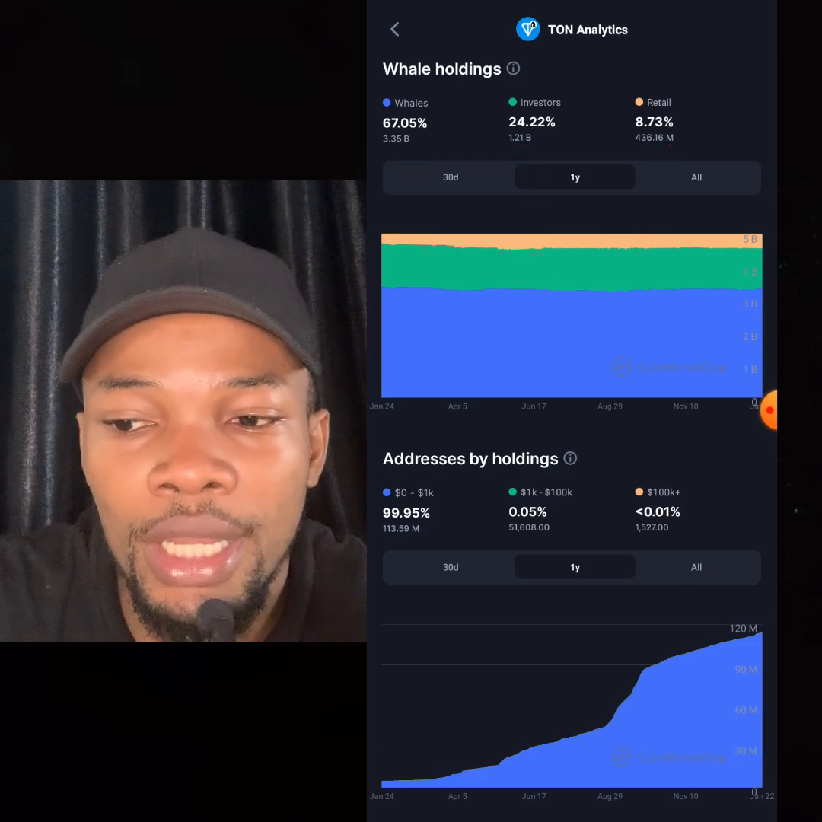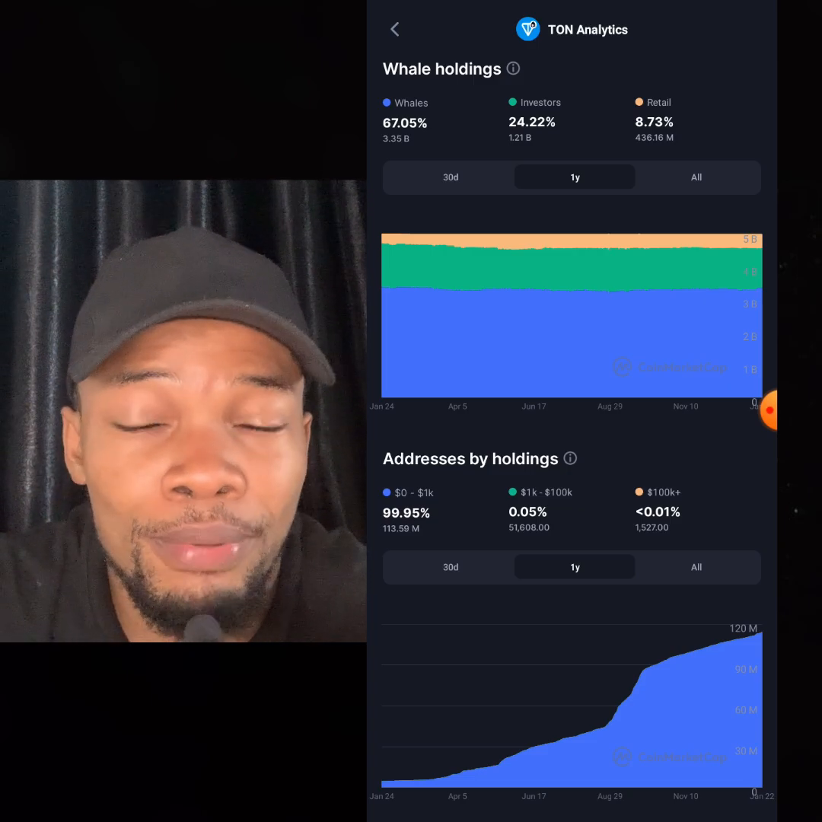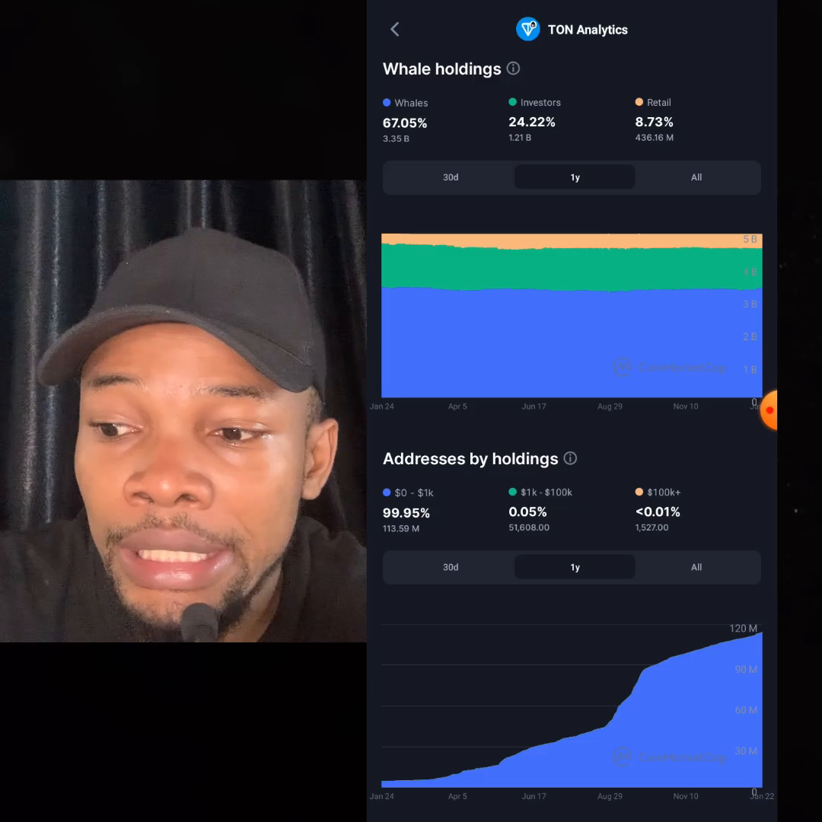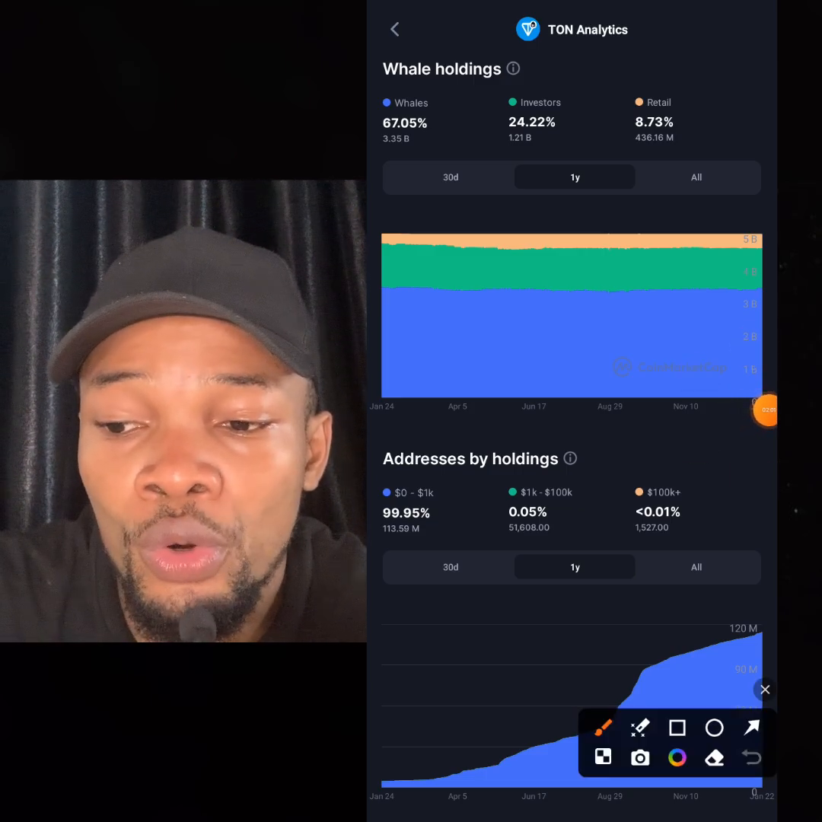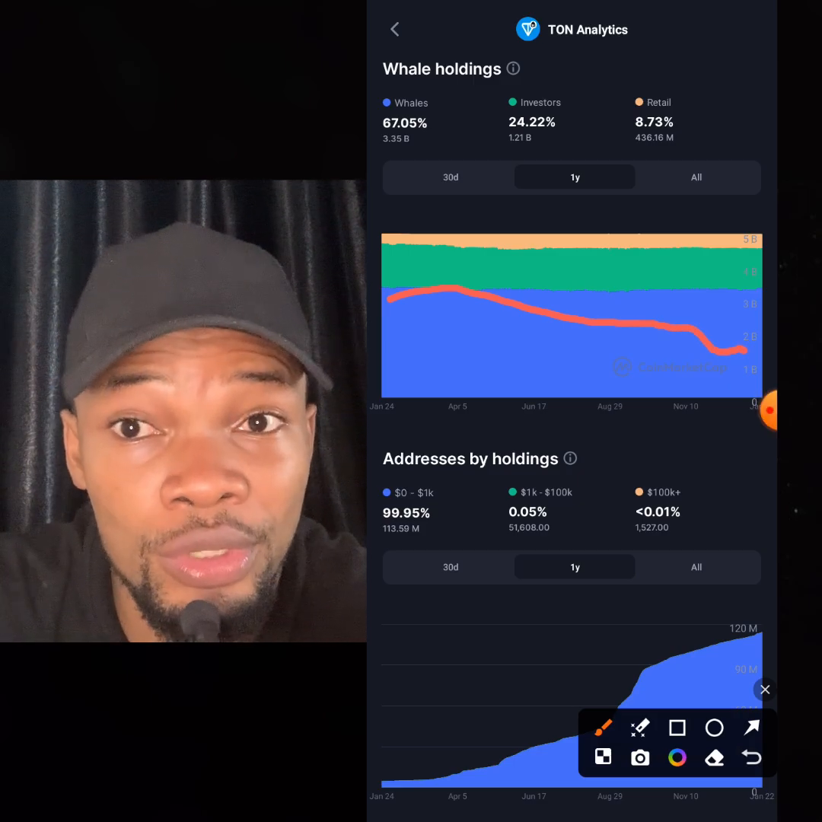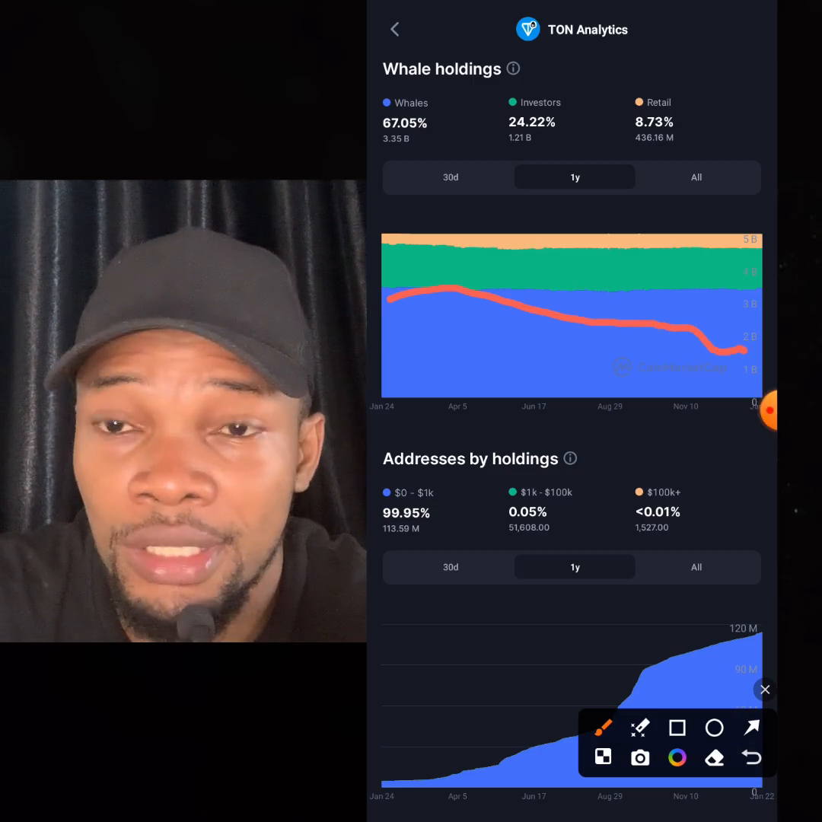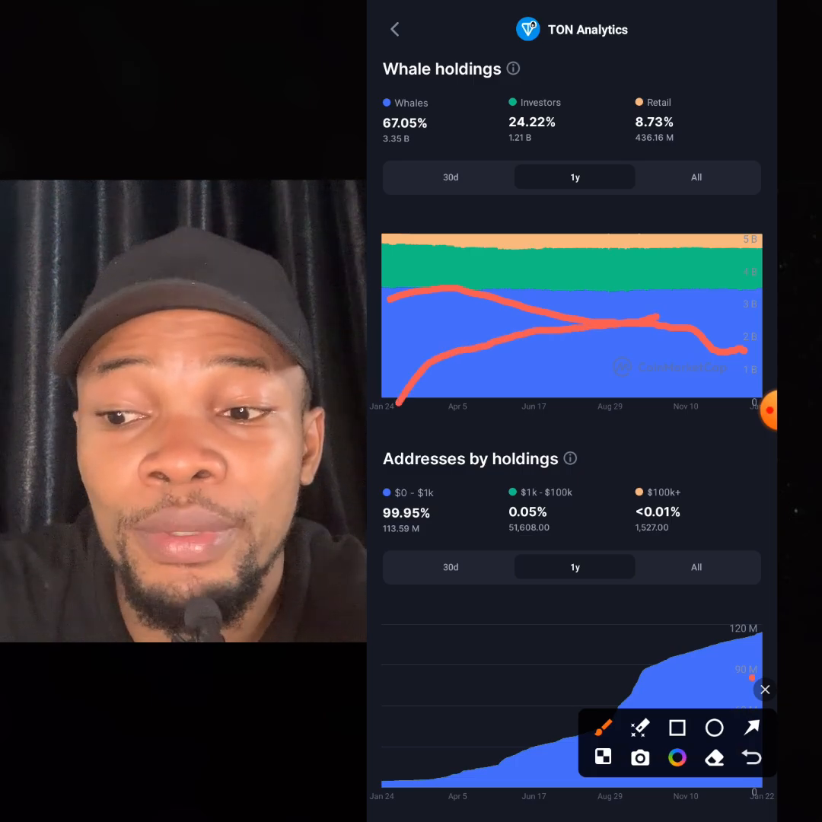Now of course the whales are the people who control the price of the market. If the blue whale holding is reducing, it means the price of TON will be reducing. Okay, that's what it means. If it's increasing, it means the price of TON will be increasing.